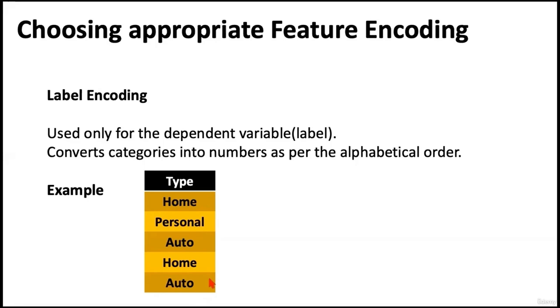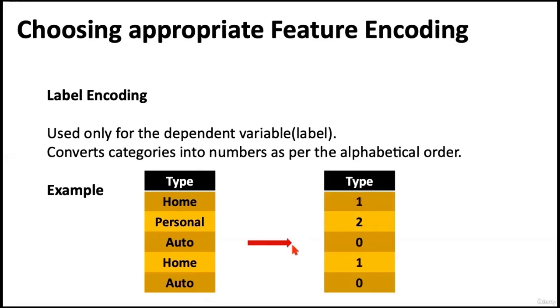Now, if we apply label encoding on this, what will happen is it'll assign an alphabetical order. So alphabetically, A comes first. You'll get a 0 for that. Then comes H, which is for home. So you get 1 wherever home was the preferred choice. And finally, P in the alphabetical order would be the last. So that would be given a value of 2. It's kind of starting from the lowest to the highest alphabetical order. That's how the encoding is done.